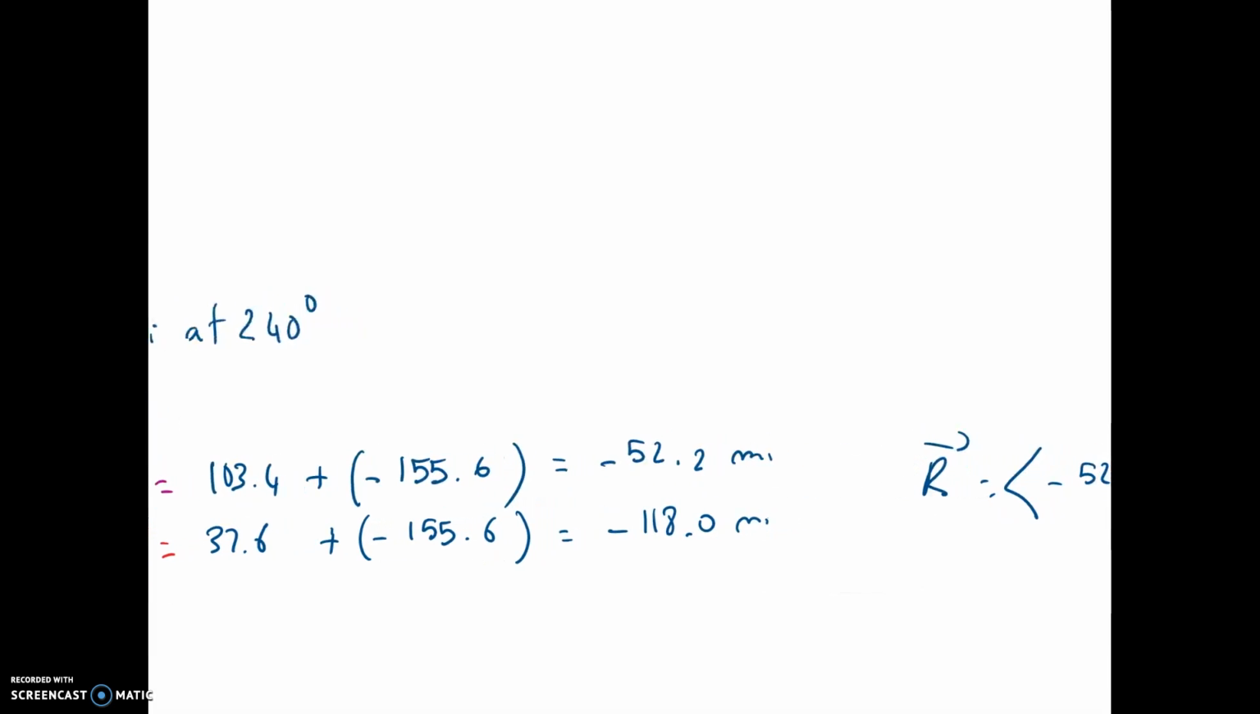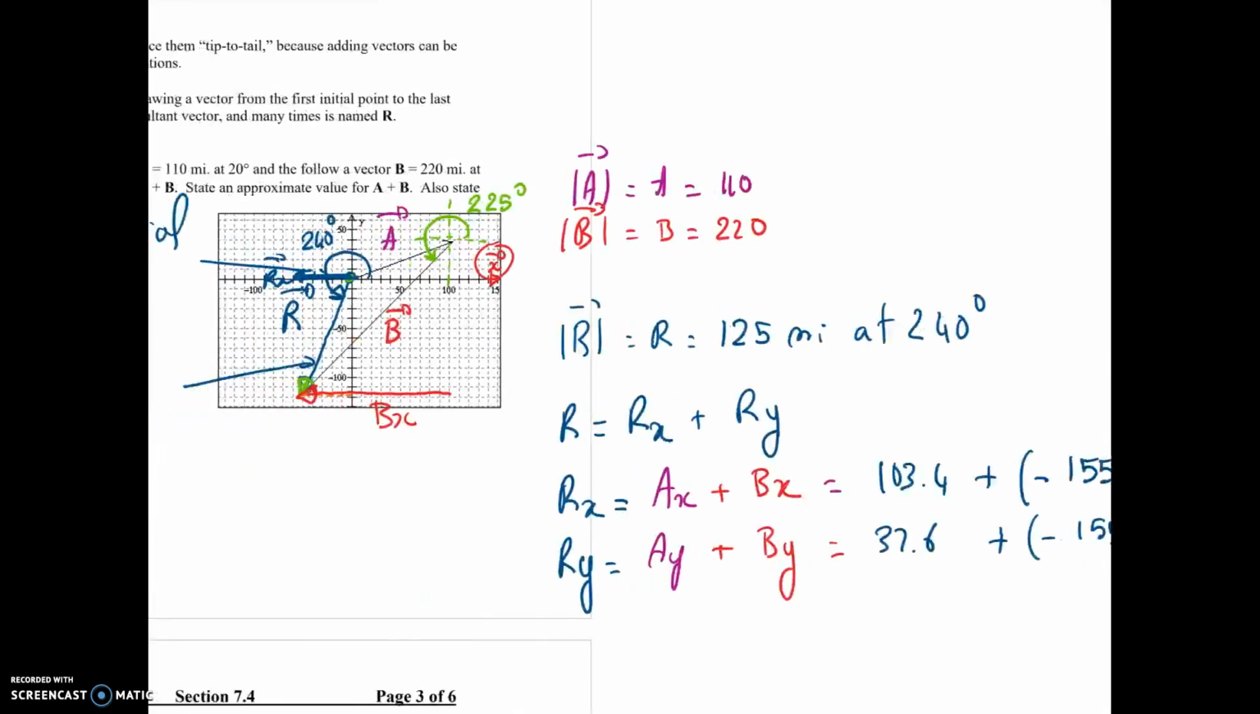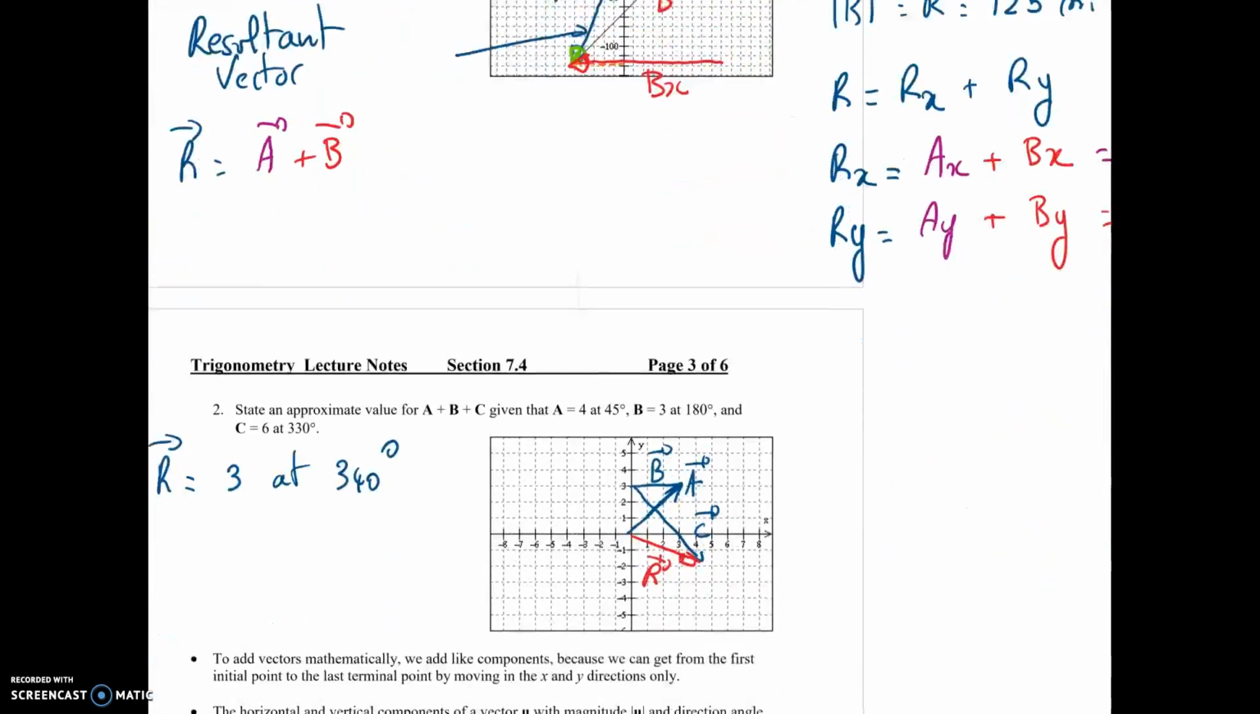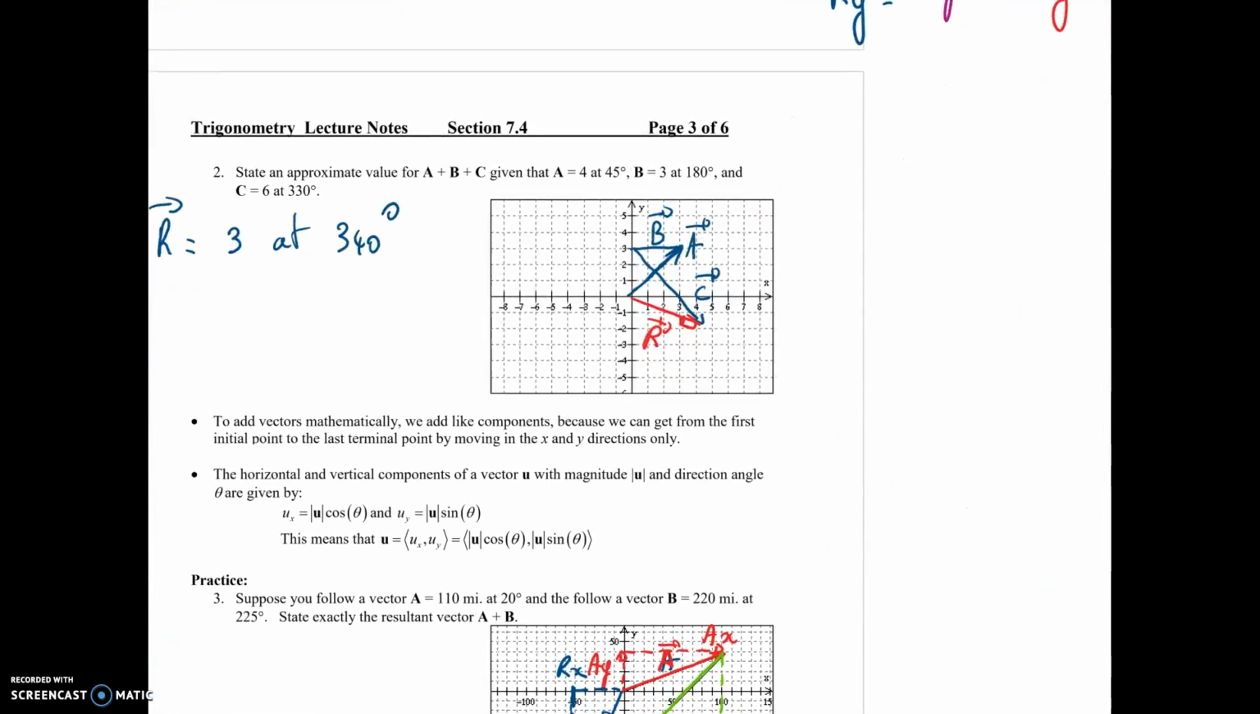All right, guys. So let's jump on the next problem. State an approximate value of A plus B plus C given that A equals 4 at 45, B equals 3 at 180, and C equals 6 at 330.